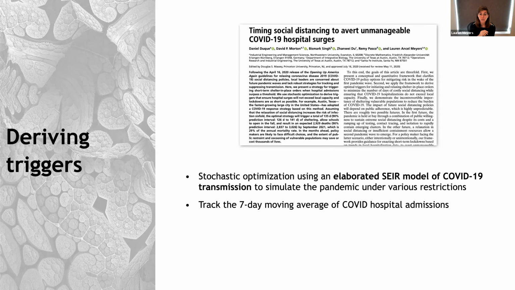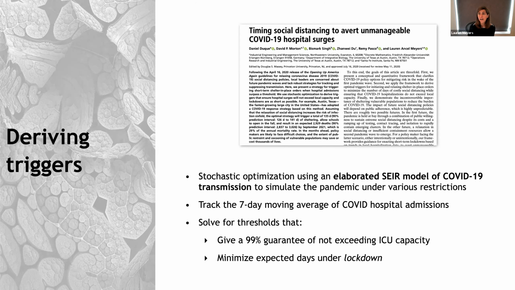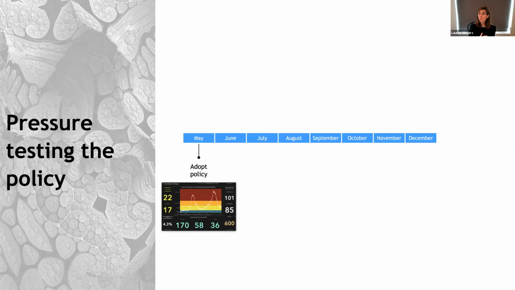In our model, we track the 7-day moving average of COVID hospital admissions, just like we're doing in the real world. And we use optimization to solve for thresholds that give us a 99% guarantee that we will not exceed ICU capacity as long as we follow the policy, and that minimize the expected days under lockdown. So we impose a penalty for the days spent in red and orange, et cetera. So we used that method. We came up with thresholds.